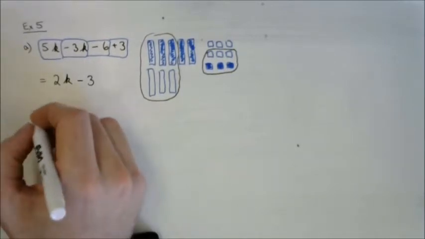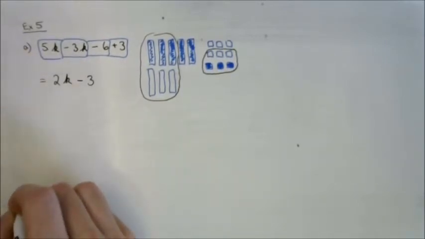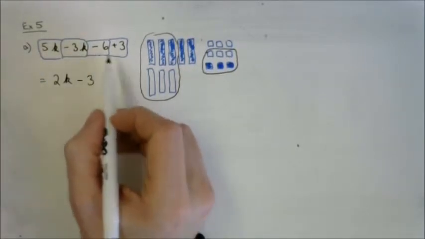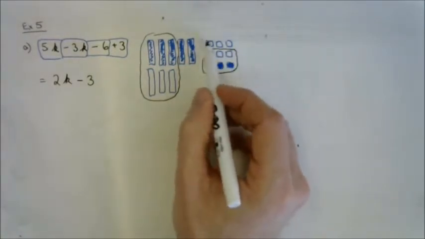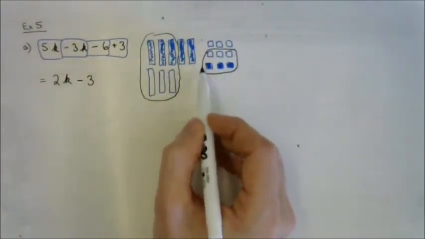Oh, there was a minus sign. Shouldn't we do 6 plus 3? Like the brackets. -6? There's our 6 negative tiles. Yeah. +3. There's our 3 positive tiles.